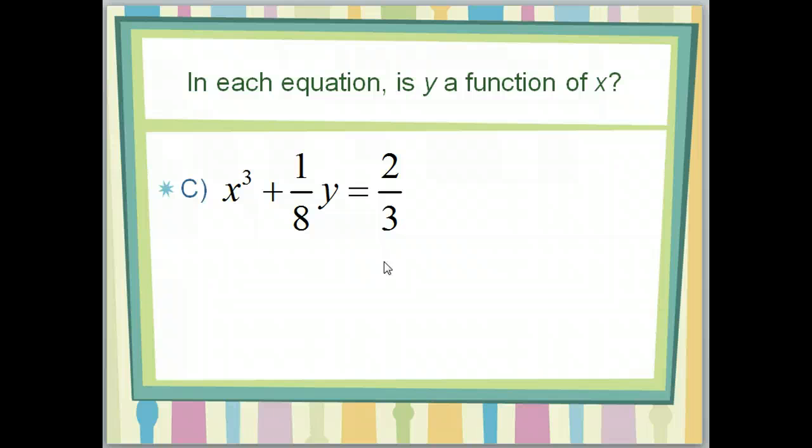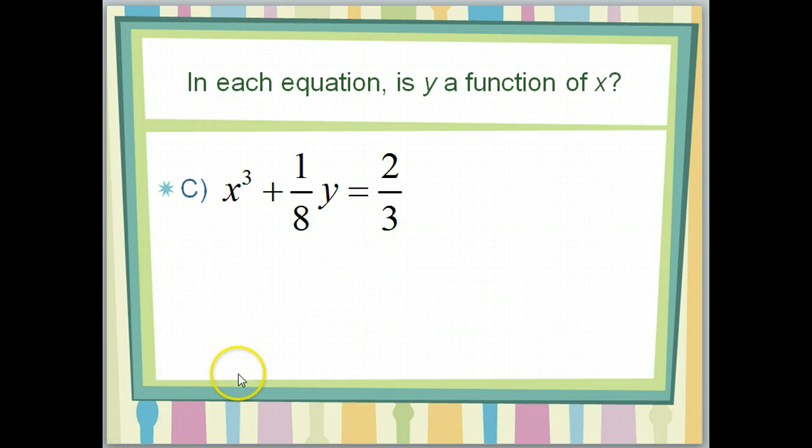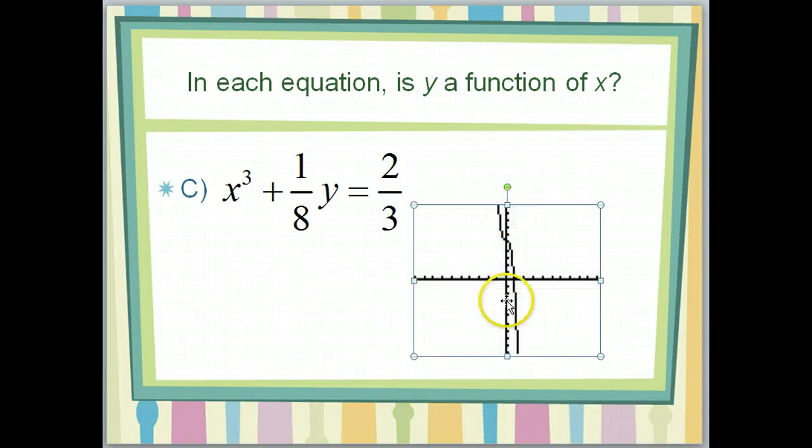Part C. Let's solve this for y and see what happens. 1/8 y is going to equal -x cubed plus 2/3. And then let's multiply everything by 8. So y equals -8x cubed plus 16/3. Here's a picture of the graph of the equation that we just found.